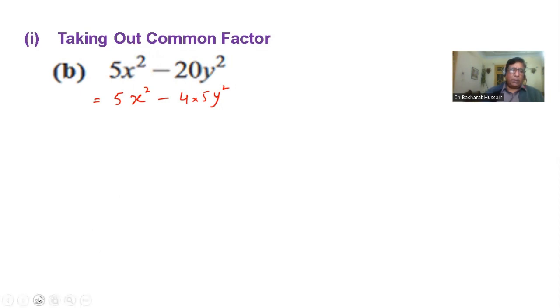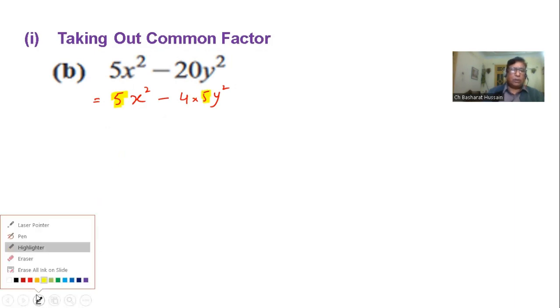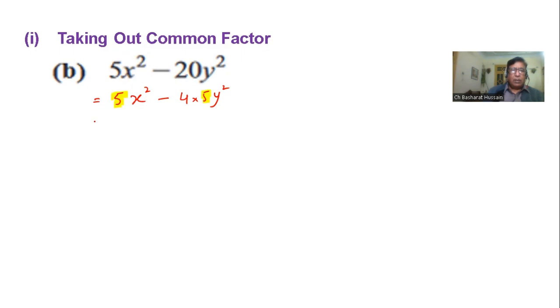Now check which one is a common factor in these expressions. Here is a 5, here is a 5. So it means 5 is a common factor, and we take it out. After taking 5 as a common factor, what is left? x square minus 4y square.